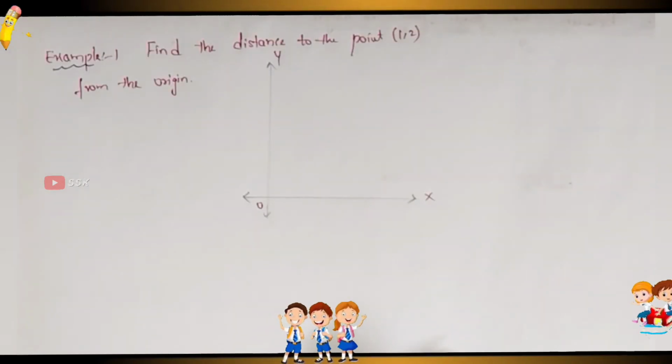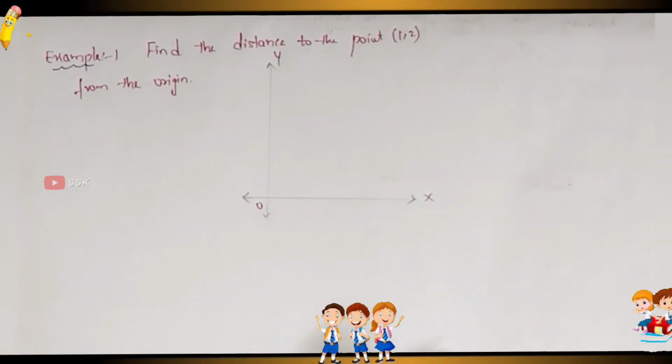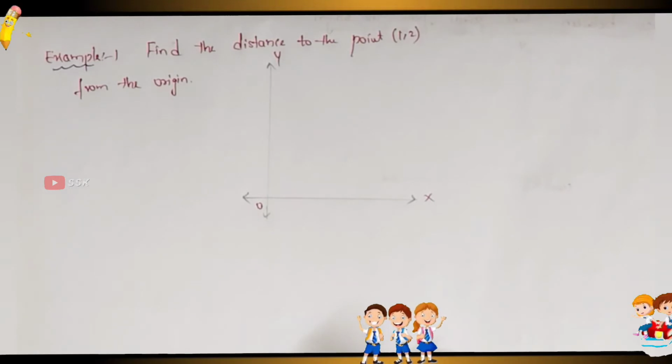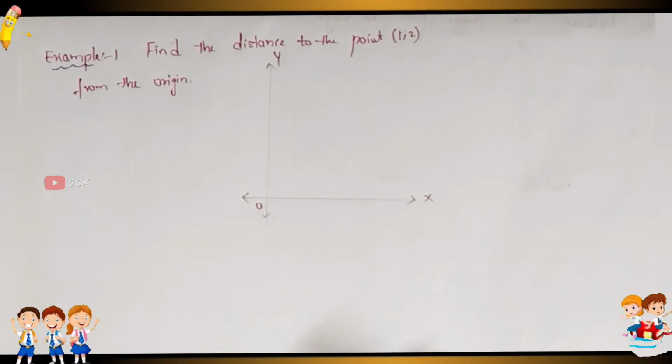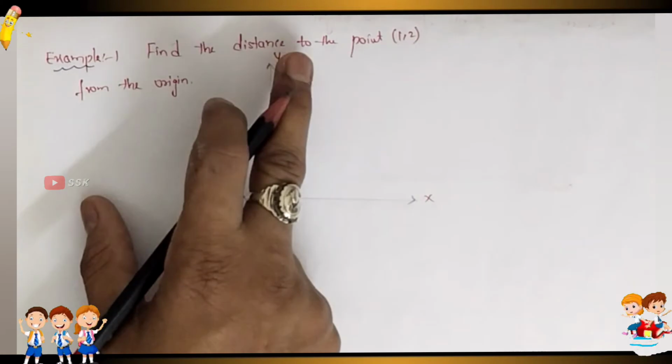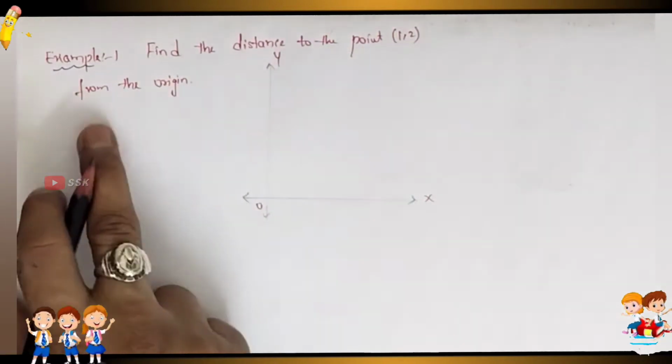Now let us find the one problem. We can understand the problem. Okay. Now so this is the problem. Example 1. Find the distance to the point 1 comma 2 from the origin. So what you have to find? Find the distance between the point 1 comma 2 and the origin.